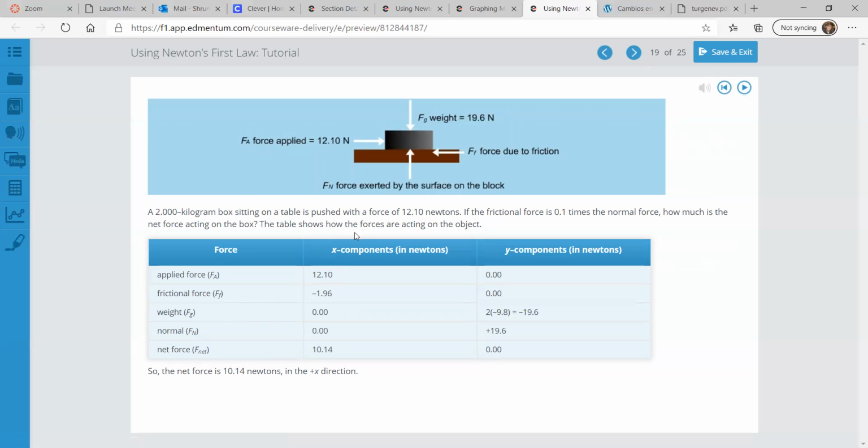But it's in equilibrium, right? So the force exerted by the surface on the block is 19.6 in the opposite direction, or the positive direction, since it's pushing upward. Think of this like the graph. Positive to the right and positive upward, and negative downward and negative to the left. So if we are given the normal force is 19.6 now, the frictional force is 0.1 times the normal force. How much is the net force acting on the box?